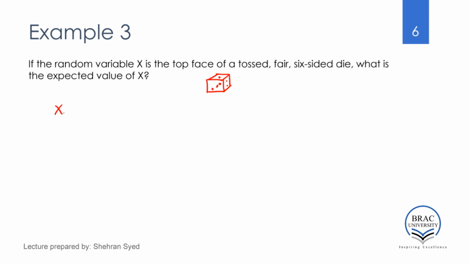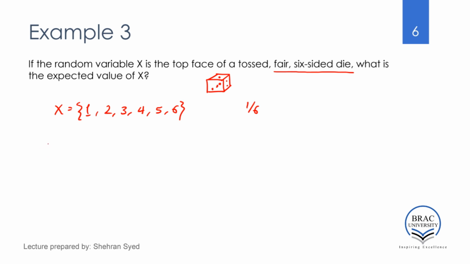So what are the possible values of x? They are 1, 2, 3, 4, 5, and 6. And it was said that it's a fair 6-sided die. So the probability of the die landing on any one of these faces is equally likely. For a fair 6-sided die, the probability would be 1 over 6 for all of these values. In that case, what would be the expected value of x?